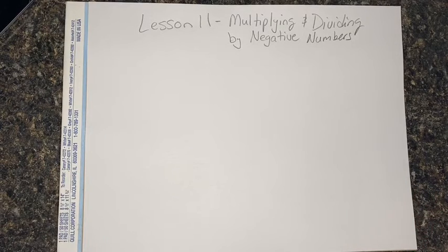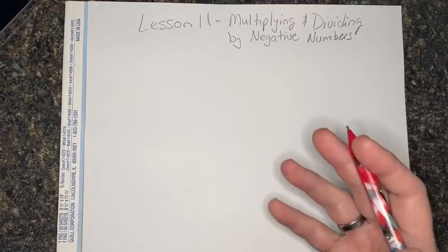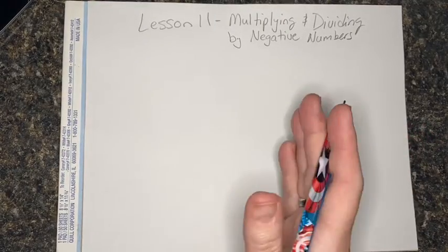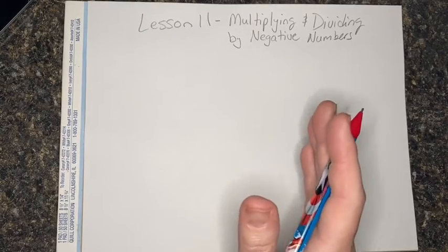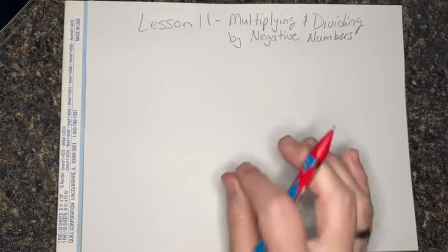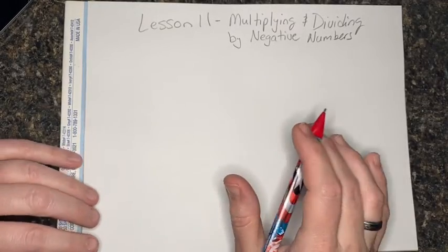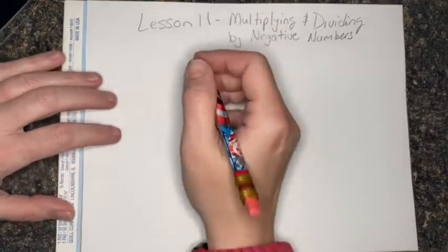Now, we solve inequalities the same way we solve regular equations, with one exception. When we divide or multiply both sides of an inequality by a negative number, the direction of the inequality changes. So let me show you an example so we can see what that means, okay?